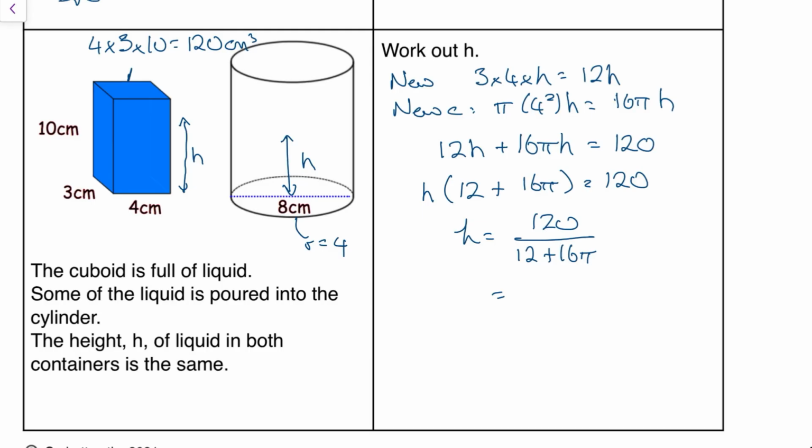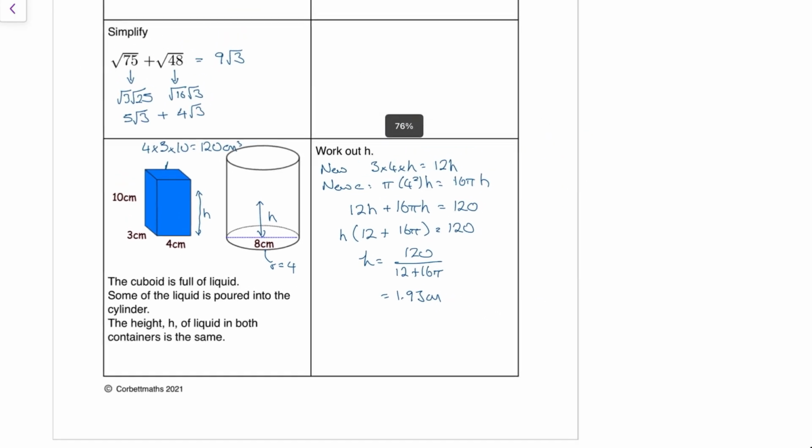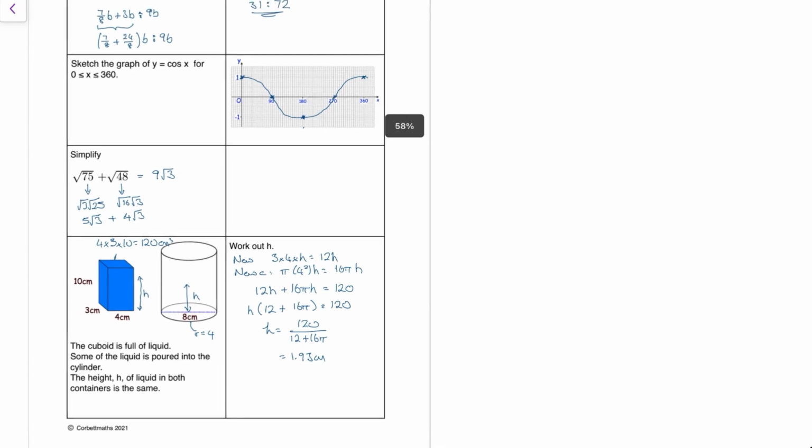Get my calculator out, and that's going to be 120. Again, use a fraction button on the calculator. It's a good button to know to use, plus 16 pi, and that's going to be 1.927231514. It doesn't say how it wants it, so I'm going to write 1.93 centimeters high. Question done. These questions are getting ever better, aren't they? Well done if you got all of those.